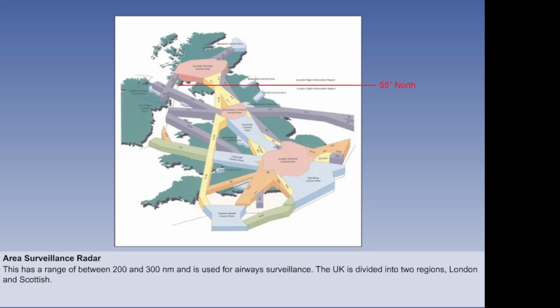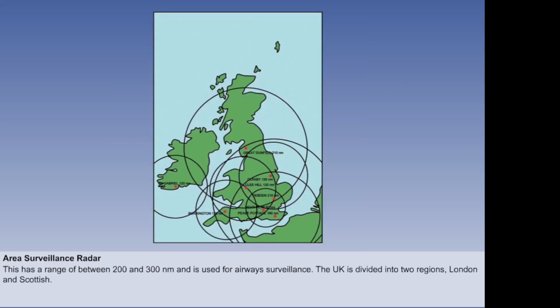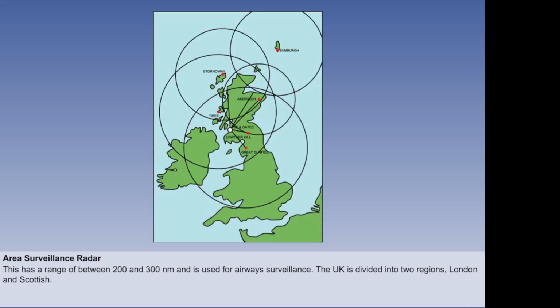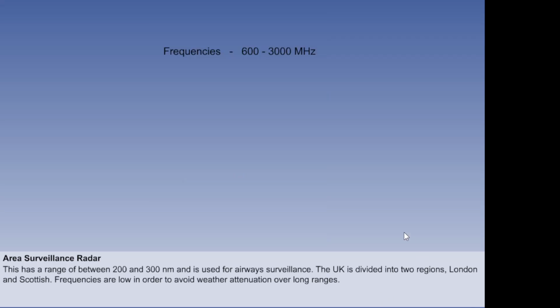The UK is divided into two regions: the London Area Control Centre and the Scottish Area Control Centre. The boundary is at 55 degrees north. Each centre uses a network of widely dispersed radars to improve coverage. This is the London Centre, and this is the Scottish Centre. Frequencies range between 600 and 3000 MHz in order to avoid weather attenuation over long ranges. A frequency of 3000 MHz would give a wavelength of 10 centimeters.